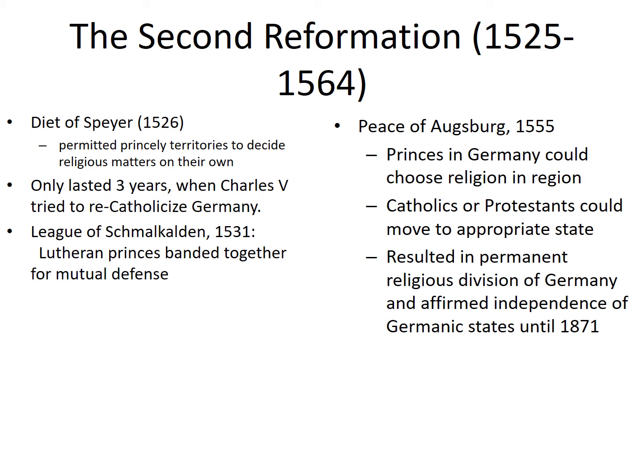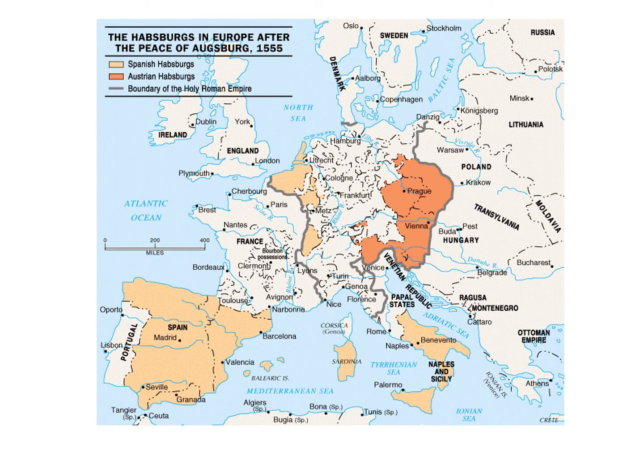This, of course, resulted in permanent religious division in Germany and affirmed the independence of Germanic states. They would not unify as one nation, as we know, until 1871. This religious division was one of the things that barred unification from being possible until that time, until Bismarck. The northern part of Germany will remain predominantly Lutheran, Protestant. The southern part of Germany will remain predominantly Catholic. Here is a map showing you that division after the Peace of Augsburg.